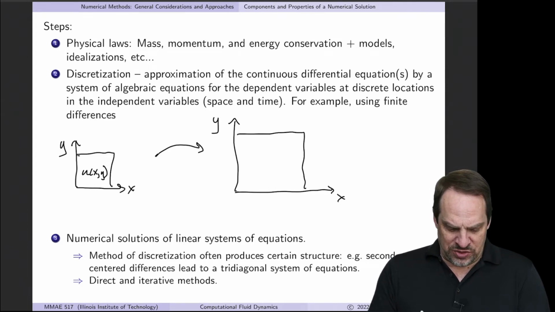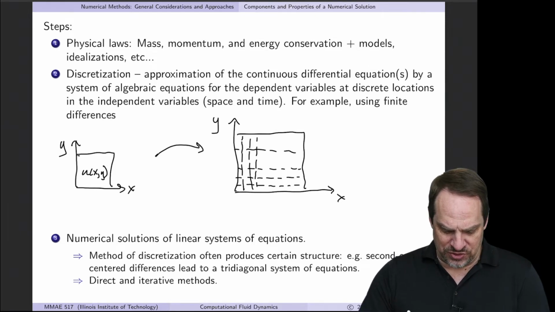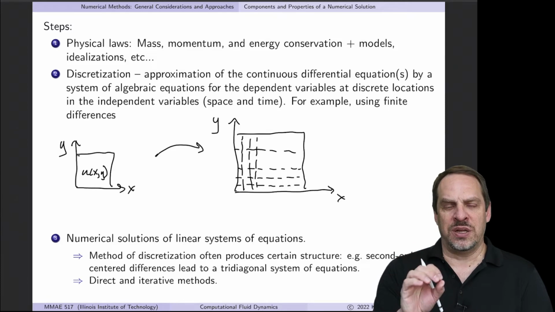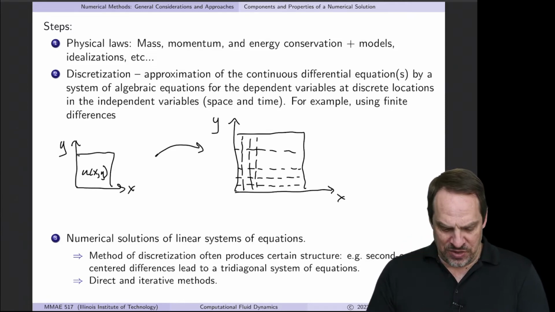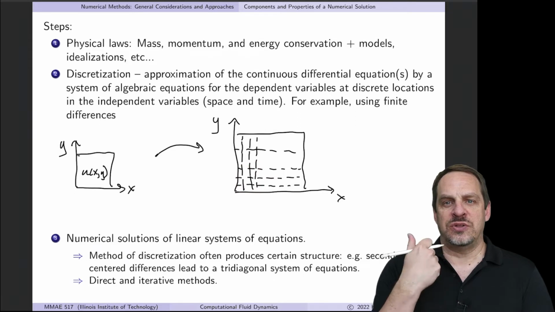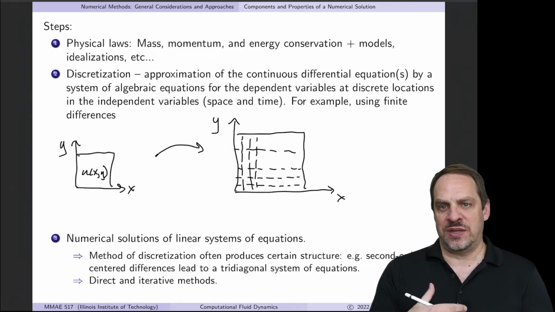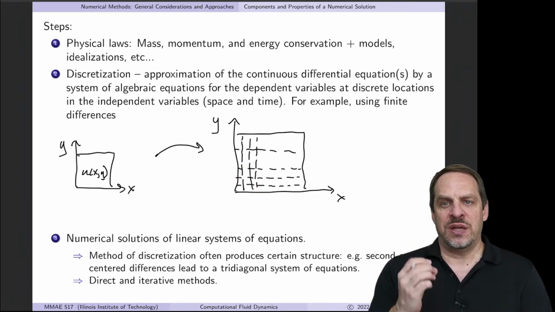But now we're going to discretize this into a grid or a mesh, depending on what you want to call it. This is why it's called discretization. We take our continuous domain and break it up into little discrete elements, little discrete pieces. Then each of the intersections of these grid lines, those are the discrete locations in space, in this case, or space and time more generally, at which we are going to get the approximate solution.